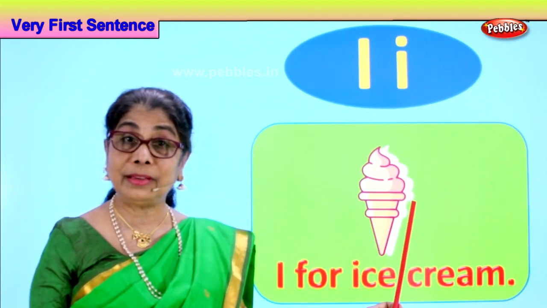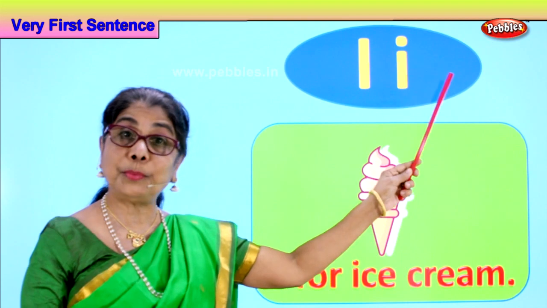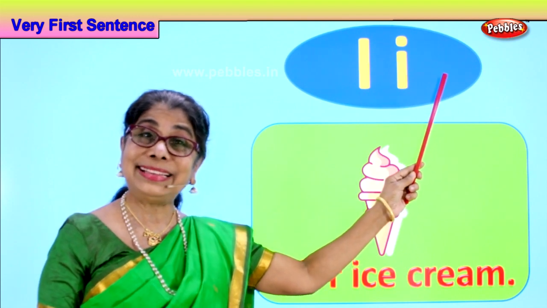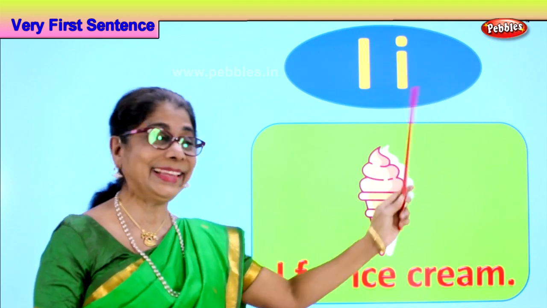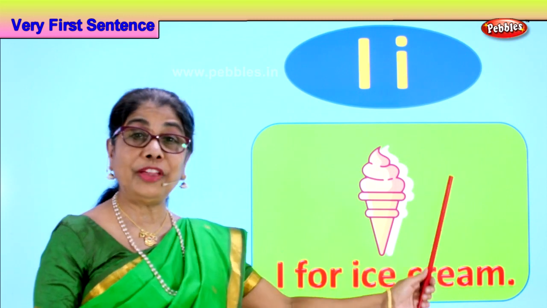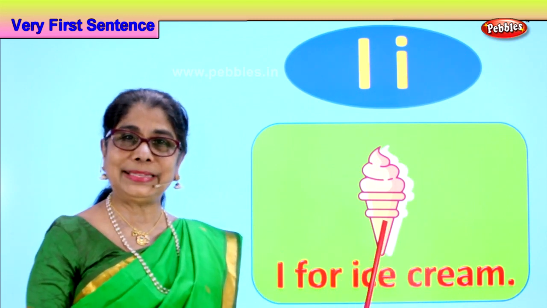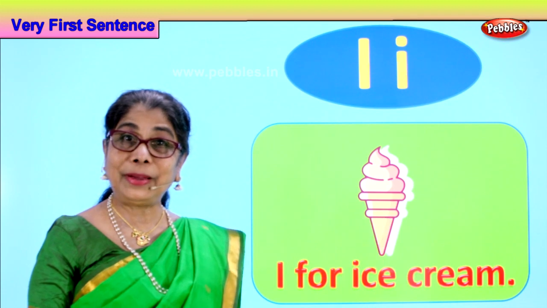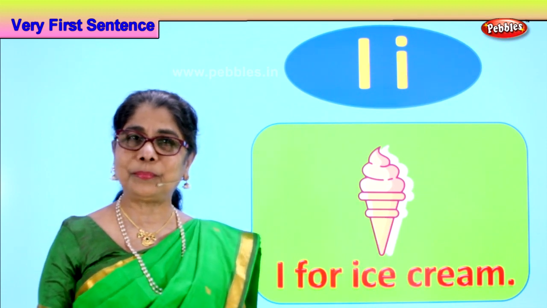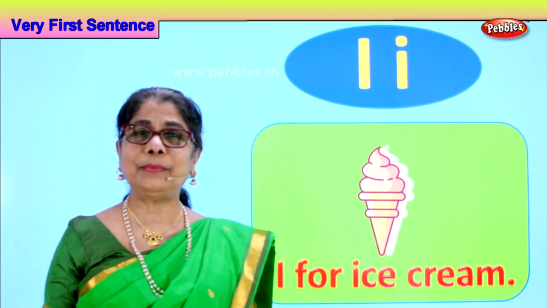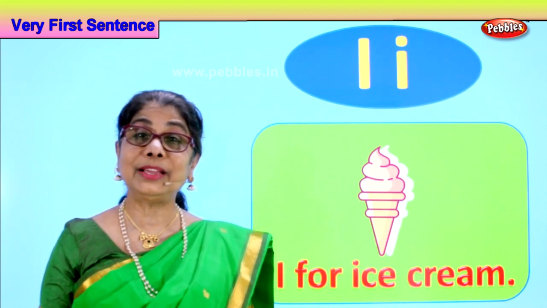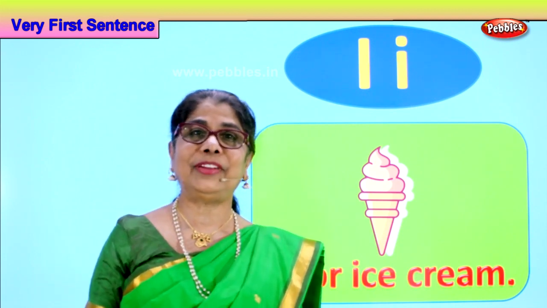And what do we have here? Big letter, small letter. Letter I, sound is E. And here your favorite picture is here. What is it? Ice cream. There are different types of ice cream. Yes, it's ice cream and different flavors. You get ice cream in different flavors.